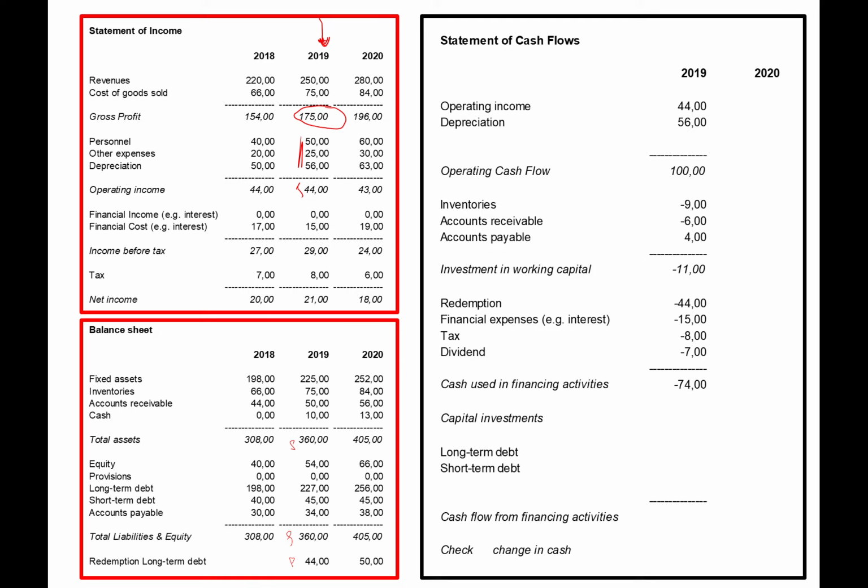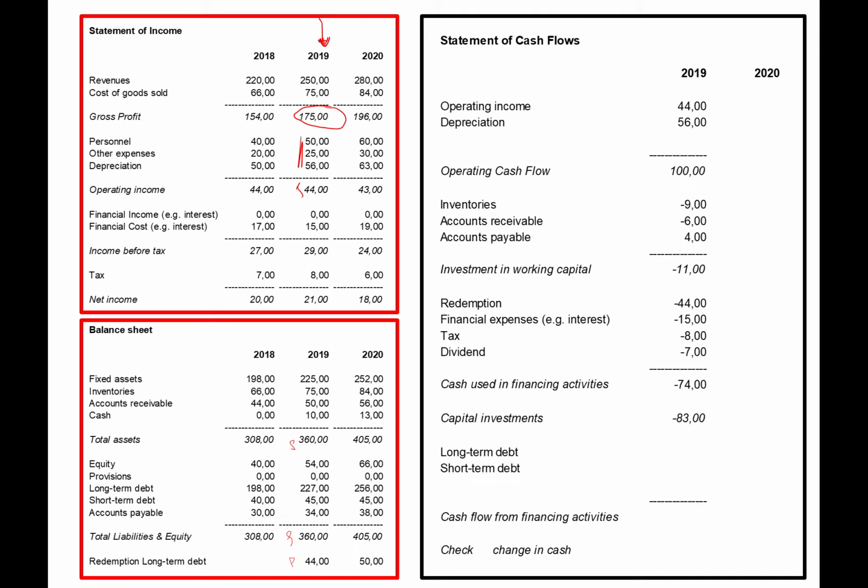So the difference is what we invested in fixed assets. So 225 minus 142 is 83. You can also say that is the difference between the 225 and the 198 plus depreciation. Then you also get the investment in the assets.